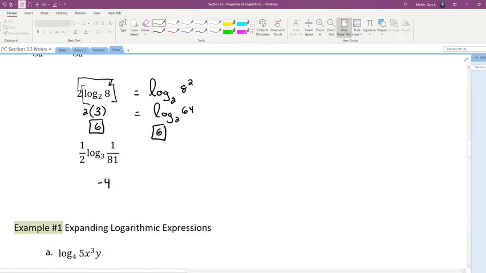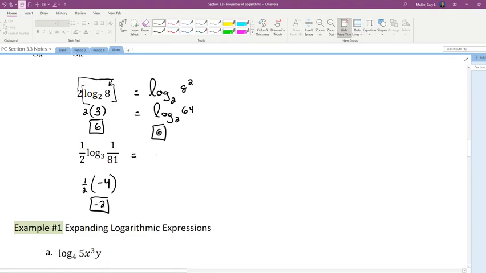3 to the negative 4th power would be 1 over 81. 3 to the 4th is 81. The negative flips it over. Sorry about that. My brain shut down for a minute and had to reboot. Half of negative 4 is negative 2. And so that answer should be negative 2.